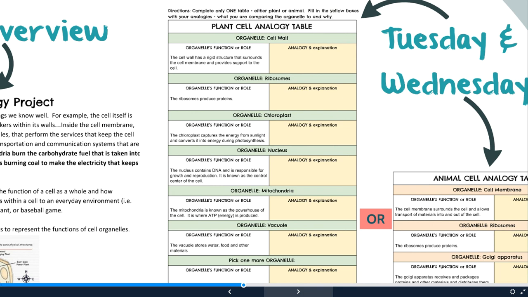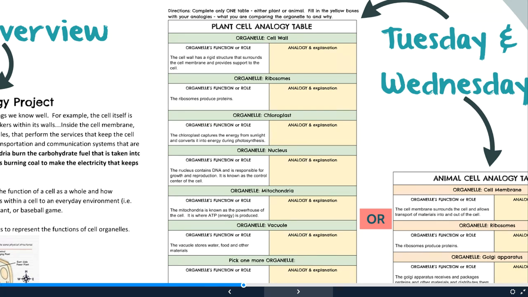We're going to look at the plant cell analogy table. So if you decide to do a plant cell for your project, you'll see that there are organelles listed on this table, and the organelle's function or role is already provided for you. The only part you have to finish is the yellow boxes. You have to come up with an analogy and then explain that analogy for each of those organelles. All right, so I'm going to go over a couple examples.